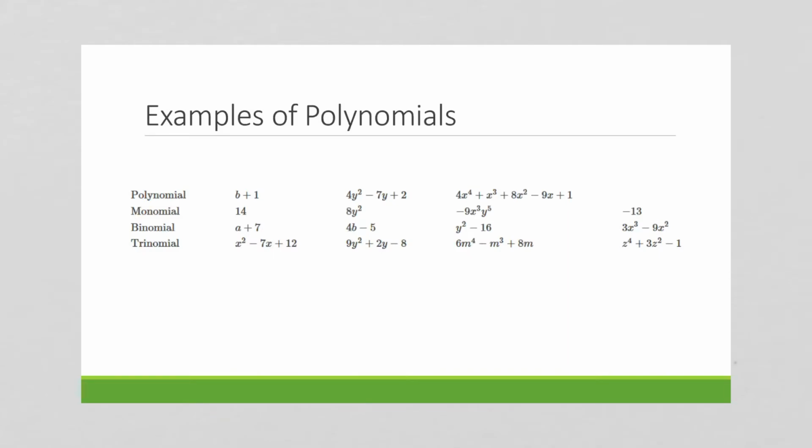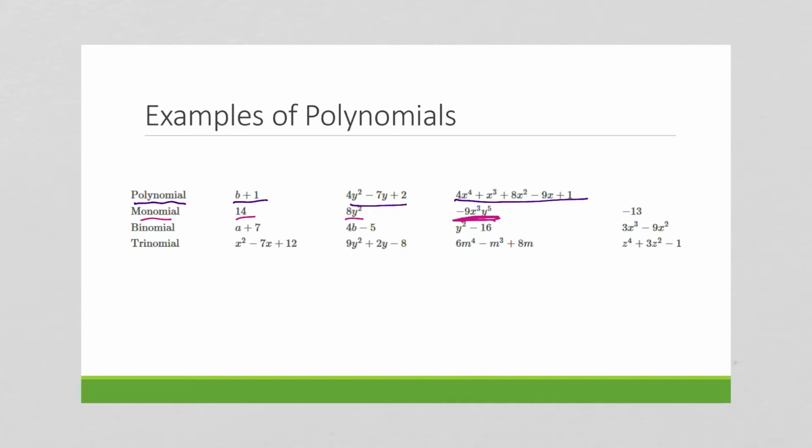Here's some examples. Don't write this down, but these are some examples of polynomials. So again, a polynomial is just a generic term that could mean two terms, three terms, or many terms, okay? But look at monomials. Monomials have only one term. This right here, even though there's x and a y, they don't have a plus or a minus sign in between them, so that's considered one term.